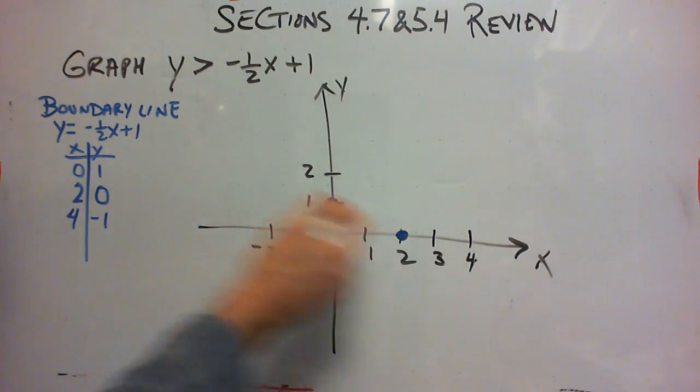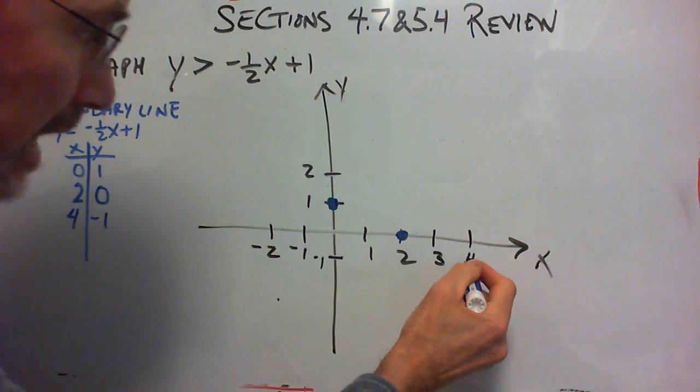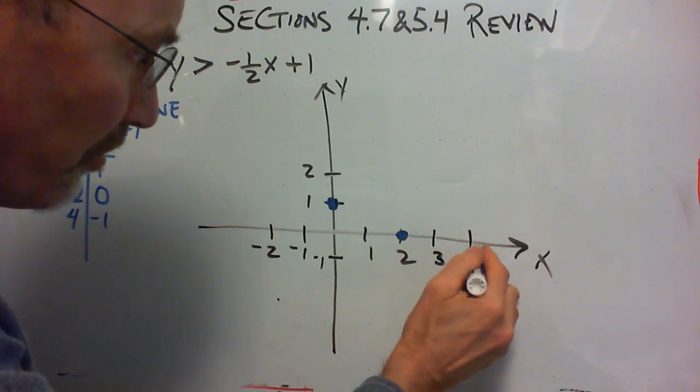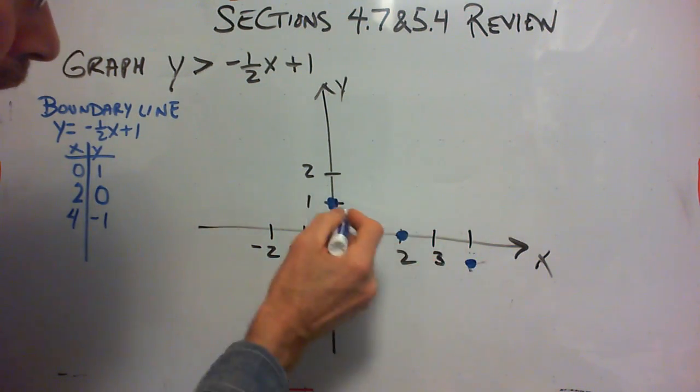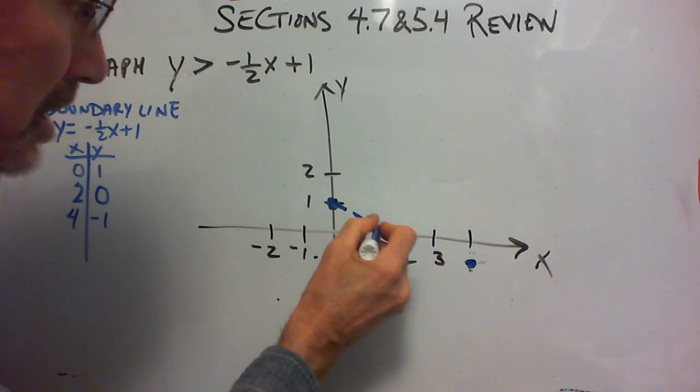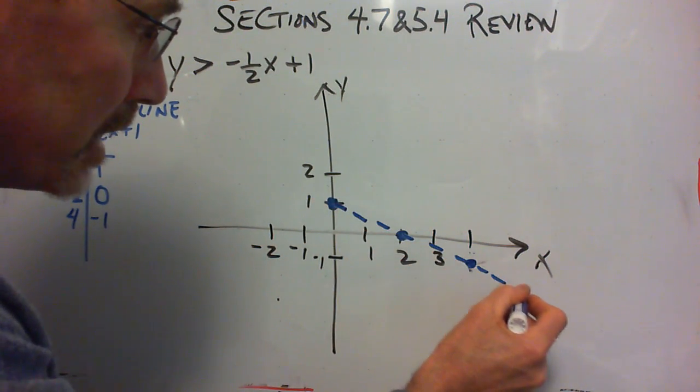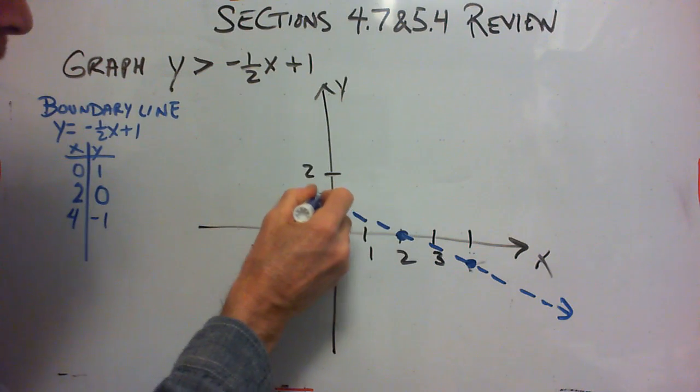And then one more point would be 4, negative 1, which we could also find by going down 1 over 2 using the slope. So that's our boundary line, but we use a dashed line because the boundary line itself is not part of the solution.